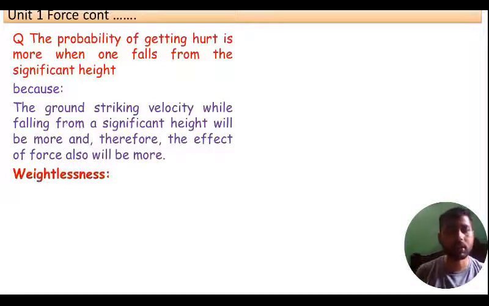Now I'm going to discuss another topic, that is weightlessness. This is the final topic of the fourth chapter.